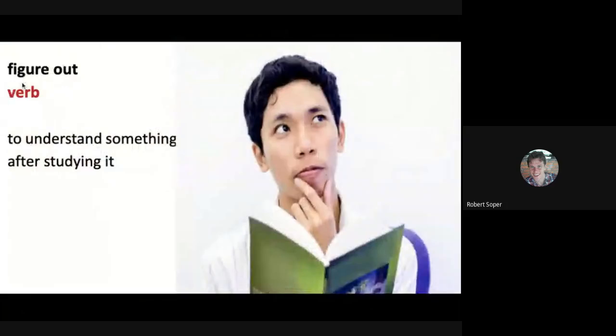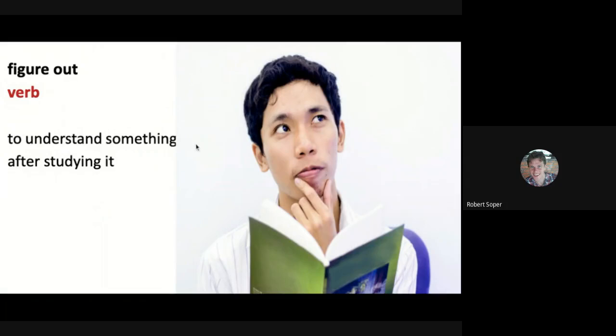Okay, here we've got the verb figure out. Figure out is a verb. It means to understand something after studying it. Well, kind of. It really means to solve something. So when you figure out something, you solve it. So something we often figure out is a problem. We come to a solution. So you could say, it's a difficult problem, but I'll figure it out.